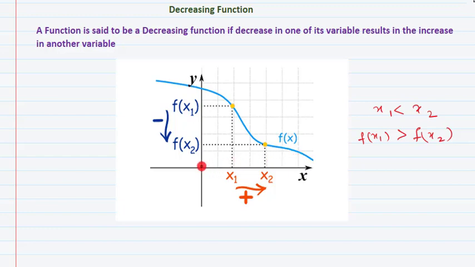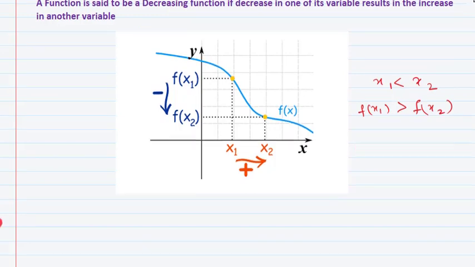Similarly, we can take other values to the right-hand side of x2 as well as to the left-hand side of x1. We will find the same change over here. So this is about what a decreasing function is.